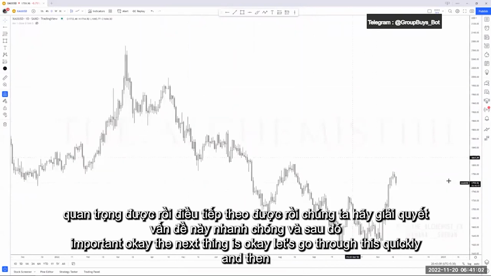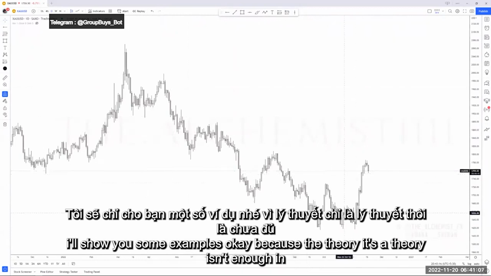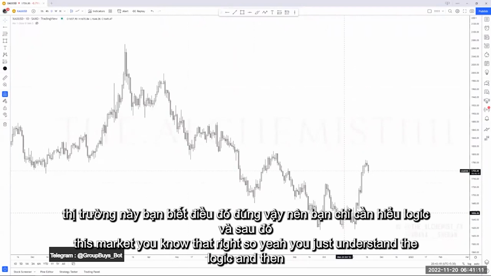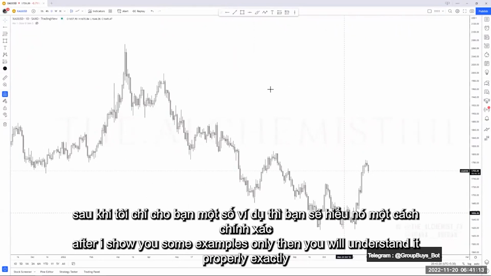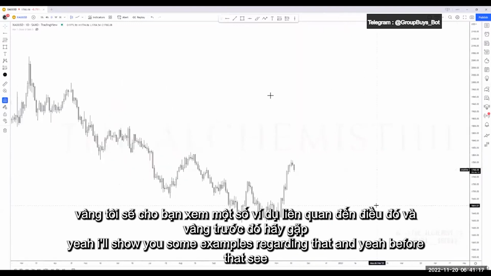The next thing is, let's go through this quickly and then I'll show you some examples, because the theory isn't enough in this market, you know that, right? Just understand the logic, and after I show you some examples, only then you will understand it properly. So I'll show you some examples regarding that.